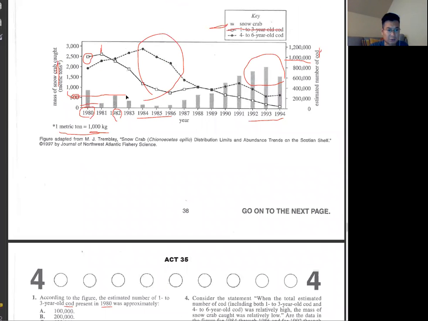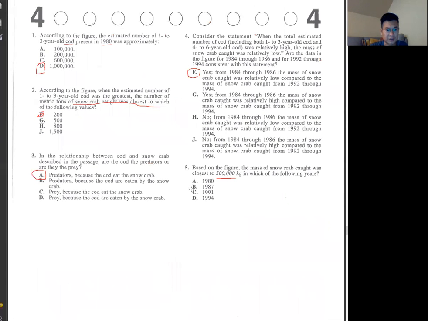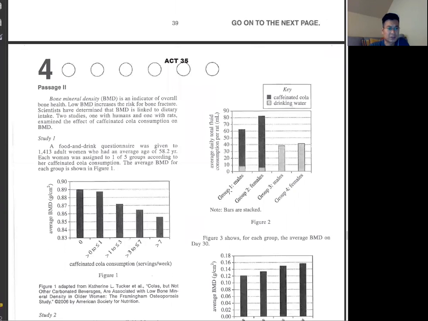Then you have to go straight down more. Oh, you see around 1990, 1987. So 1987 will be the answer. Okay, move on to the next passage.